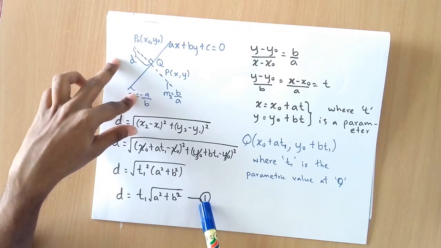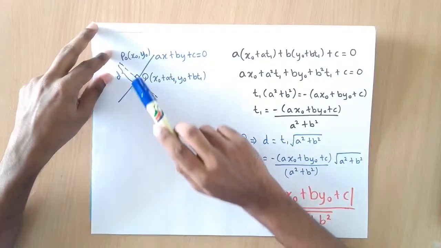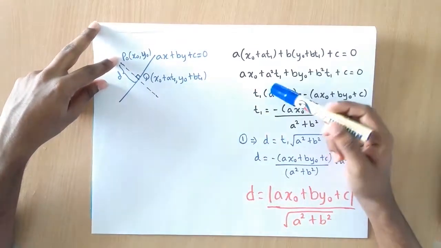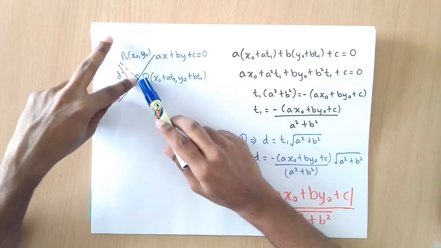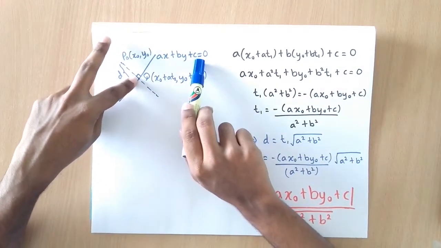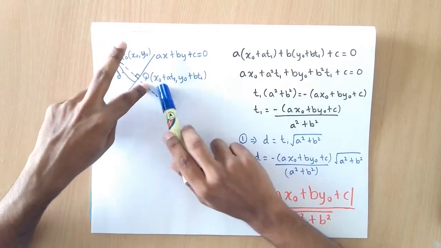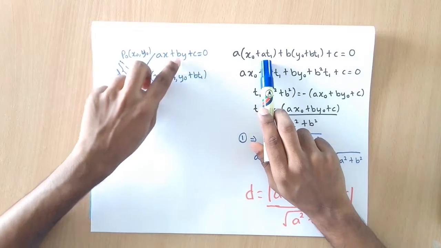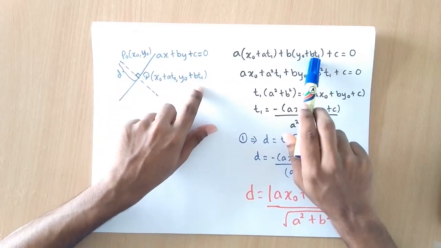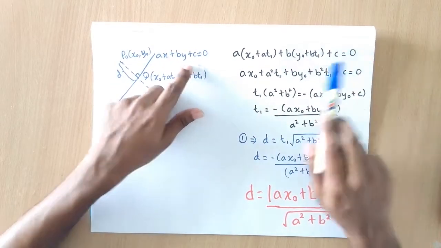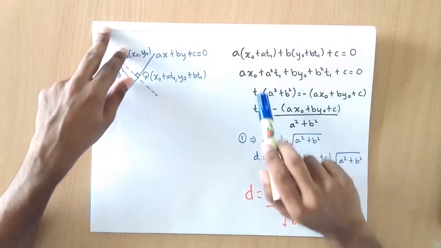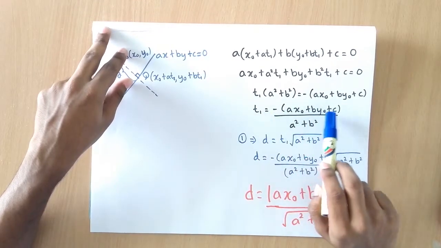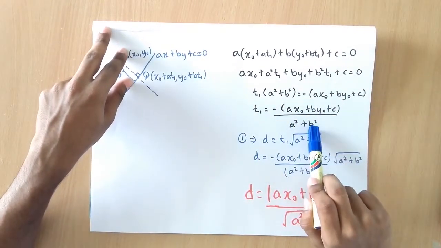Now we need to find the value of the parameter t1. We can see that the point Q also lies on the line ax plus by plus c equals 0. So the coordinates of Q must satisfy this equation. So when we substitute the values of Q, we get a into (x0 plus at1) plus b into (y0 plus bt1) plus c equals 0. So when we simplify this, we finally get the value of t1 equals minus (ax0 plus by0 plus c) over (a squared plus b squared).